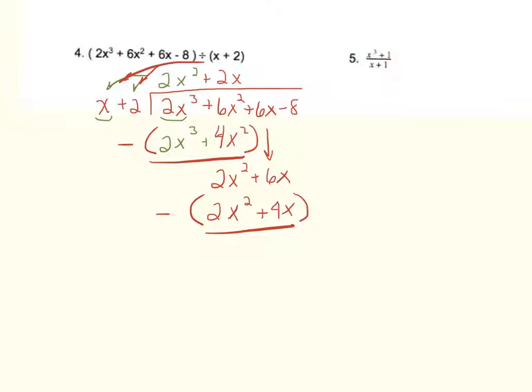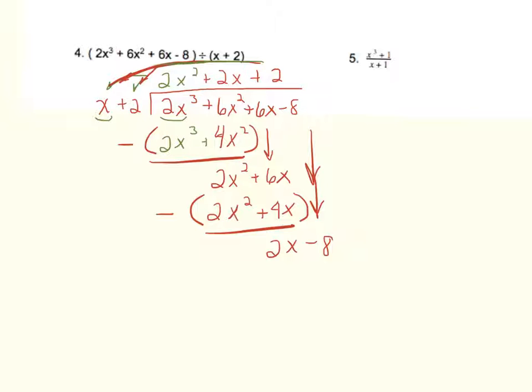Strike a line and subtract that. 2x squared minus 2x squared is nothing. 6x minus 4x is 2x. Bring down the next term all the way down here. Repeating again, x times what gives me 2x? The answer is 2. And I distribute that 2.